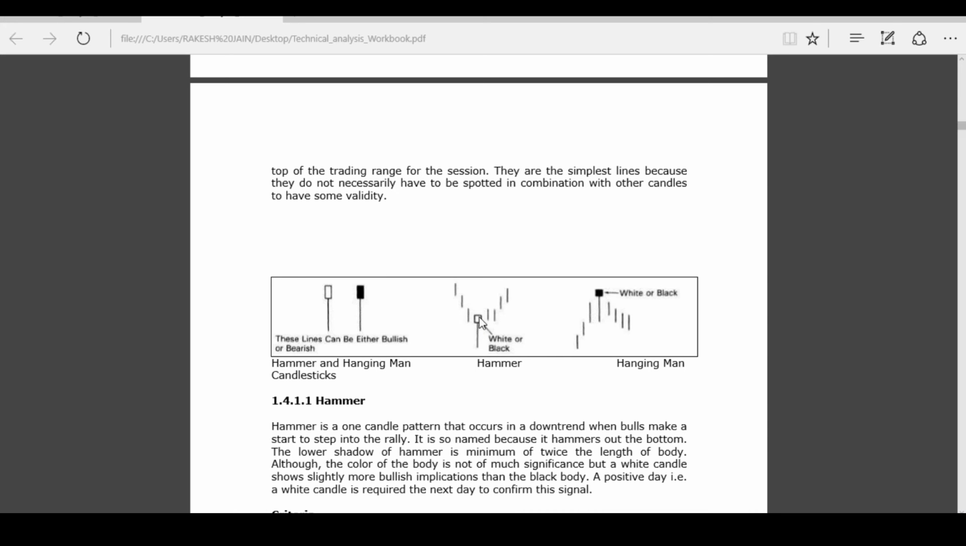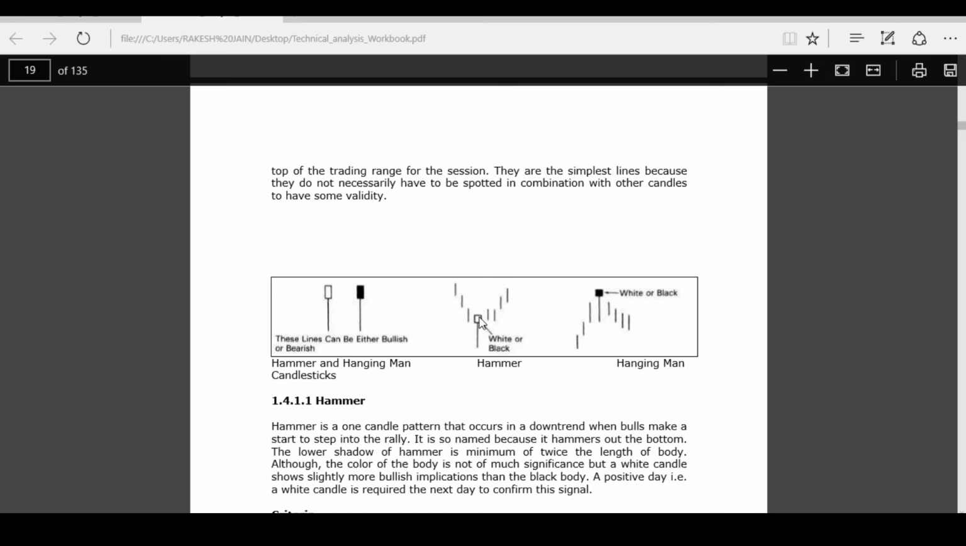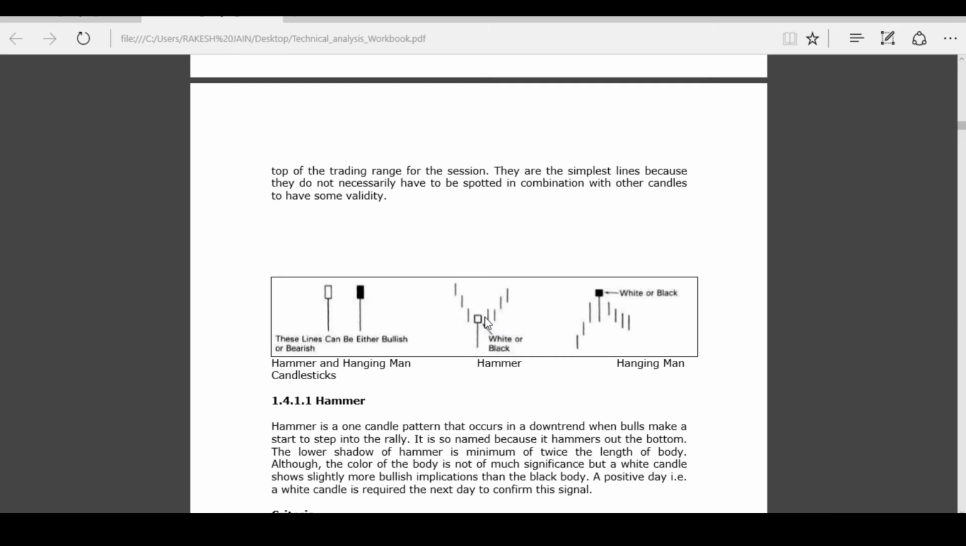So we have a small real body, and the small real body is on the higher side. There is a long tail on the lower side. The tail is twice or more than twice the size of the real body. That is important. Please make a note. The more the lower tail is longer, the better hammer it is.